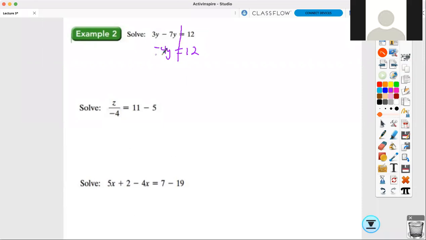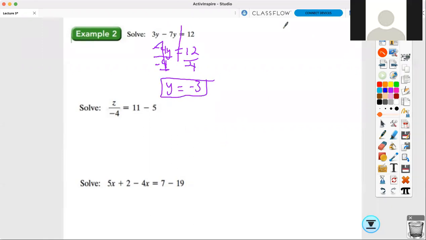Now we just solve for y. What operation is happening with the 4 and y that we don't see? They're being multiplied, right? So what's the opposite of multiplication? Division. So we're going to divide both sides by -4. This becomes a 1. So we get 1y, which is just y. 12 divided by -4 is -3, and we are done.